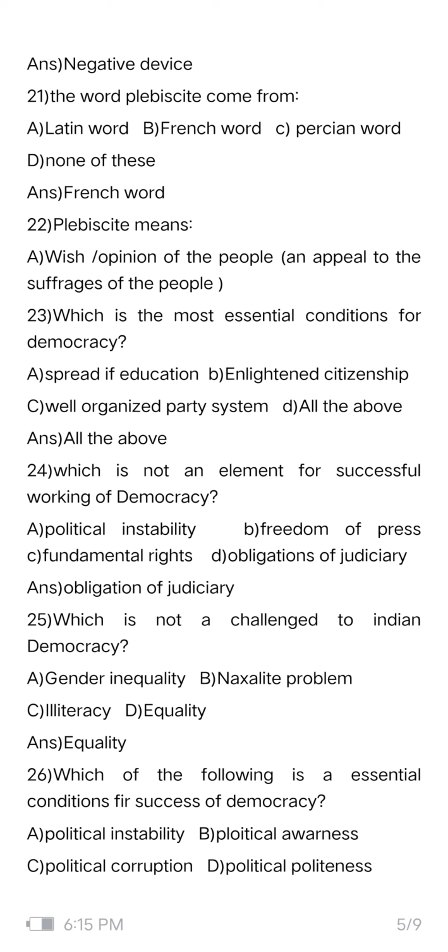Next question is, which is not an element for successful working of democracy? Option A, political instability; option B, freedom of press; option C, fundamental rights; and option D, political obligation of judiciary. Right answer is obligation of judiciary. Obligation of judiciary is not an element of successful working of democracy.